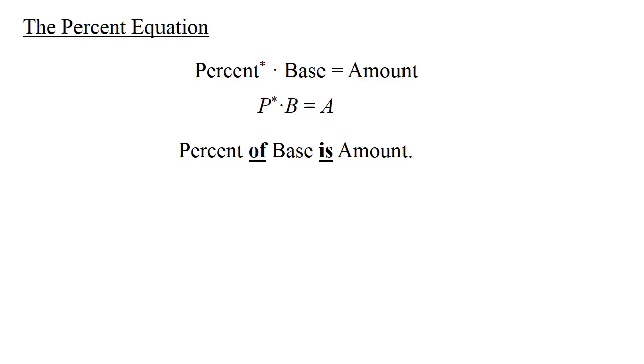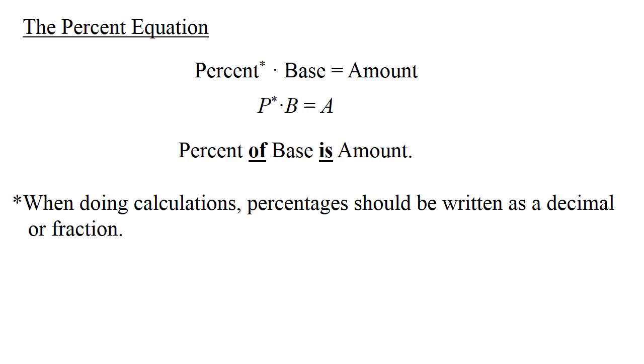You'll notice I put a little asterisk here. That's because when you do calculations, you don't actually use percentages as percentages. You always turn them into a decimal or a fraction. So for example, let's say we had 25%, you could put in 0.25, so 25% as a decimal, or you could put in 1/4, 25% as a fraction into your formula. So you don't actually do calculations of percent as percents.